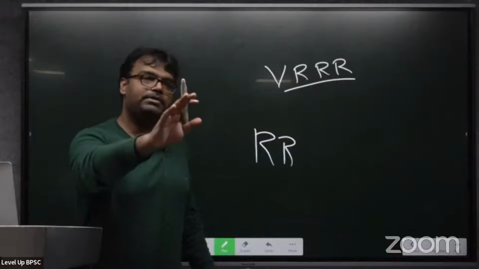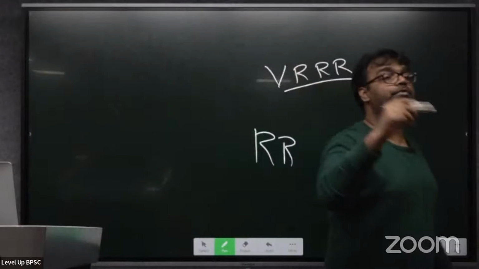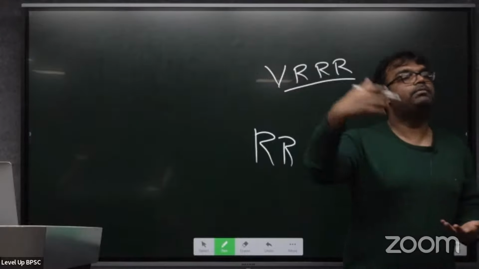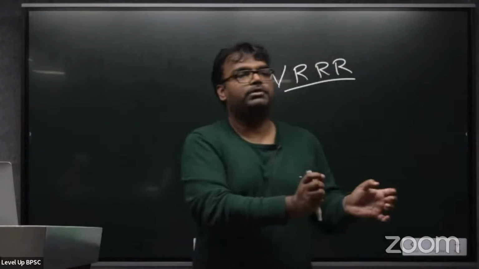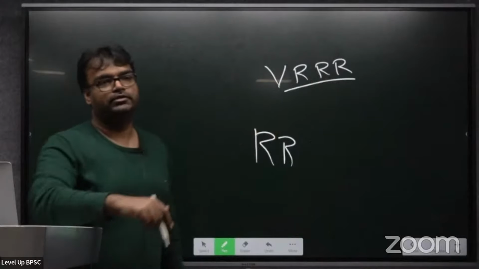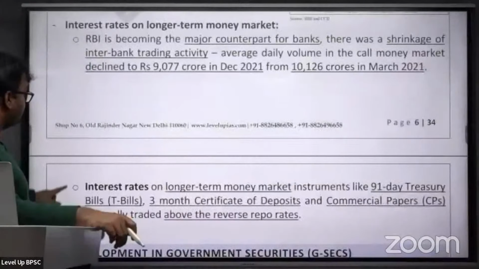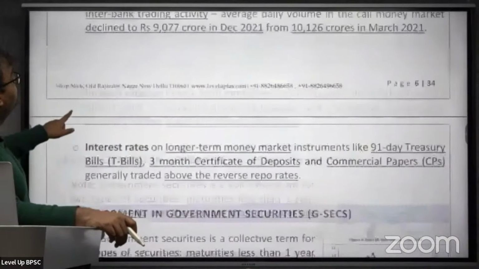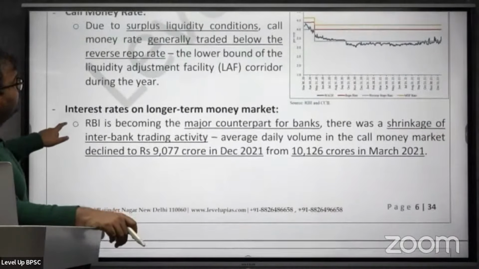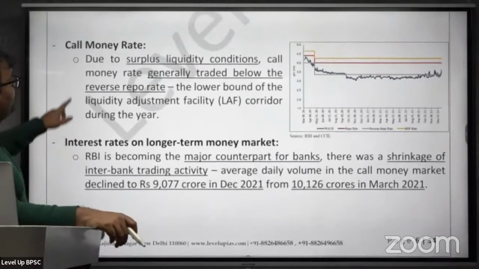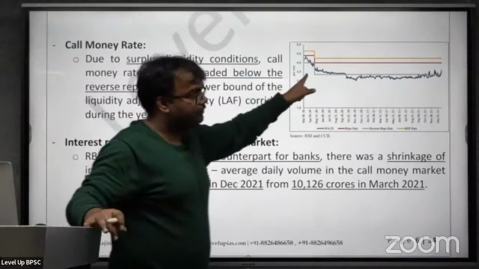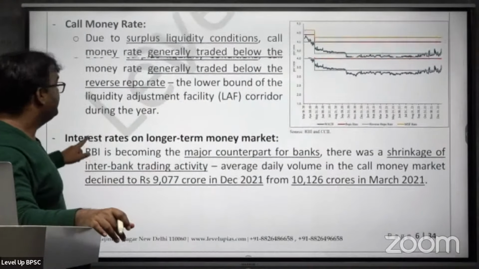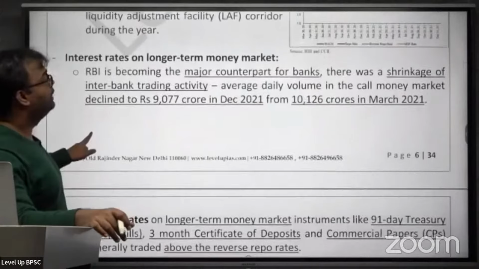Yes, मैं समझ गया. It's something similar to Operation Twist जो 2020 में हो रहा था. Long term money हमें बढ़ाना, long term supply बढ़ाना है, short term में कम करना. It's something similar to that. Okay. So where were we? Call money rate. We saw that call money, weighted average call rate were lesser than even reverse repo. Now interest rates on long-term money market.